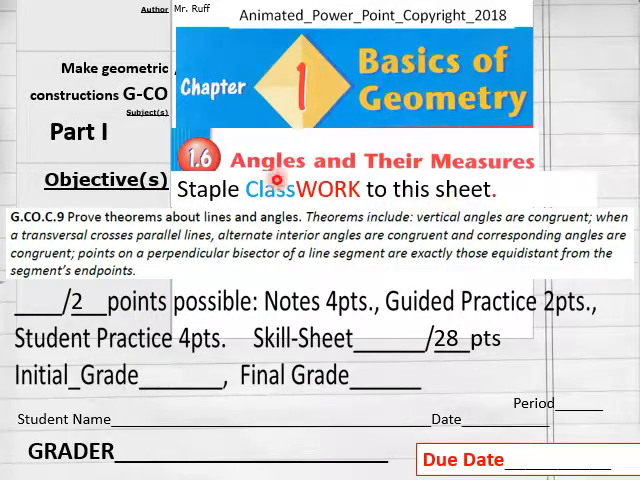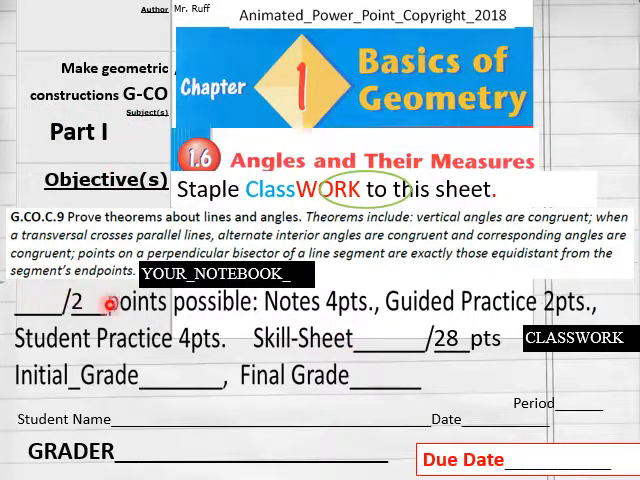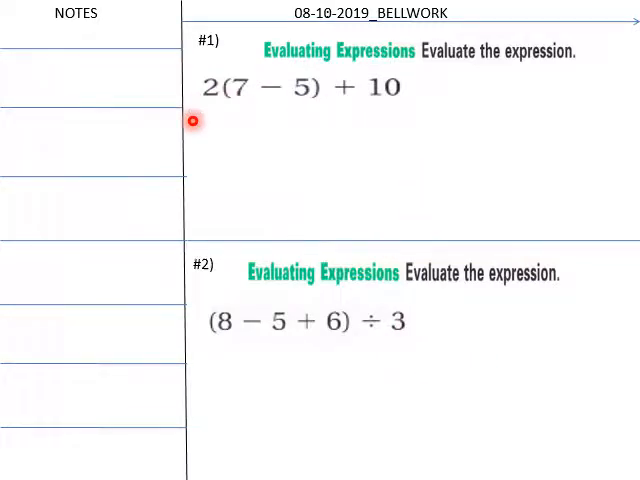Staple your classwork. If you got extra work that the class worksheet doesn't allow, then get another piece of paper and staple it. If you're taking this online, make sure that you include the photo of that when you send in your class worksheet over the internet. And our notebook, we got 2 points here. Our classwork is 28 points.